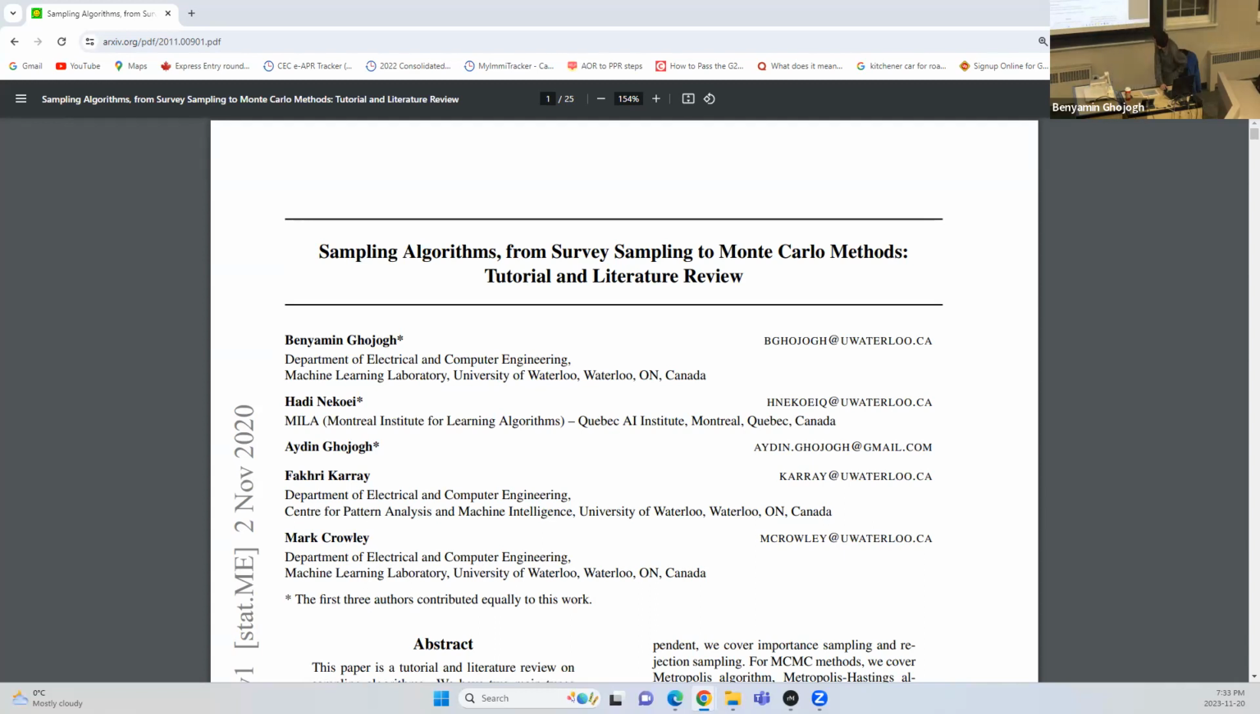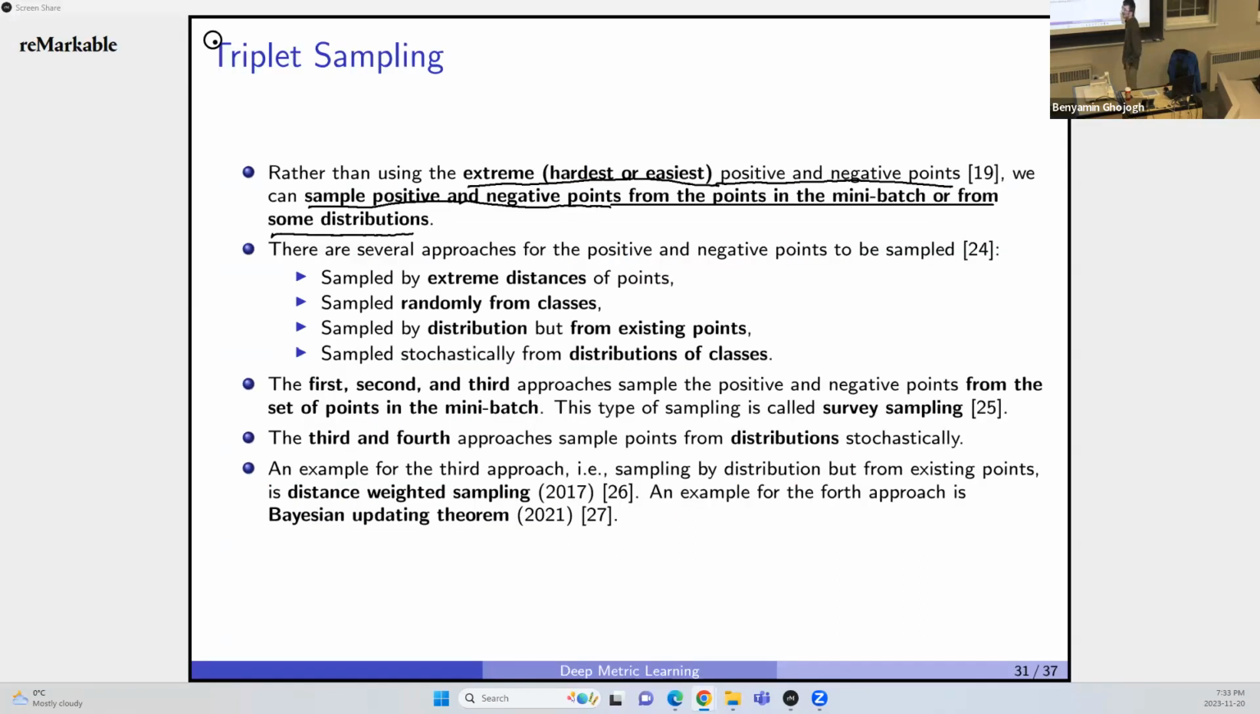Why did I say that? Because here we have some data points, and we want to sample from them. If we sample from the data points in the batch, it's called survey sampling, right? But what if I consider the distribution of the classes and I sample from the distributions? In this case, I do not necessarily sample from the points in the data set. So it might be some interpolated point between two points in the data set, right? In this case, it's called Monte Carlo sampling.